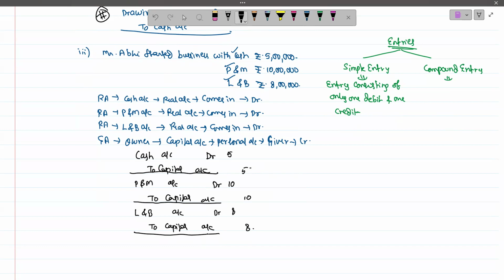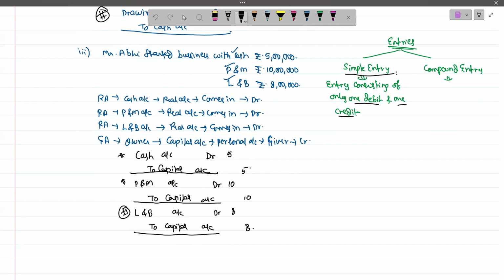For cash brought by the owner, it is recorded as cash account debited to capital account, and the plant and machinery brought by the owner into the business, we write it as plant and machinery account debited to capital account. Land and building brought by the owner into the business, we record it as land and building account debited to capital account. And we write the entry separately for every item brought by the owner. And here, if you observe, in every entry we have only one debit aspect and one credit aspect. If the entry consists of only one debit and only one credit, that entry is called what? Simple entry. We call it a simple entry.